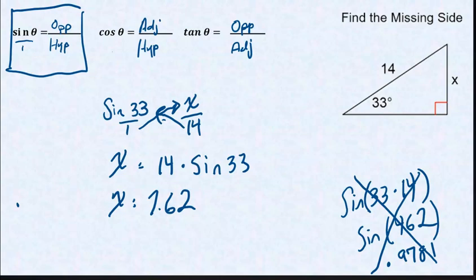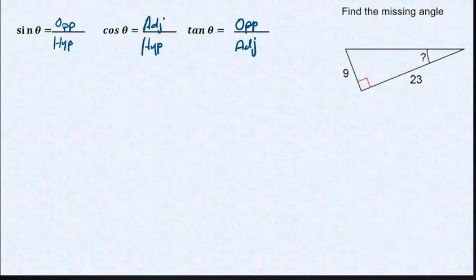That means the length of this side is 7.62 and cannot be anything else with this angle and that hypotenuse. And I should also say, assuming it's a right triangle. We cannot have any other length there. Alright, let's take a look at finding an angle.